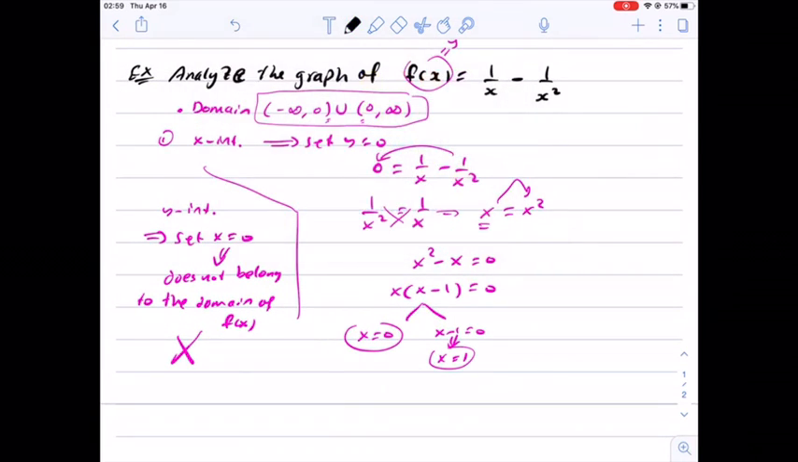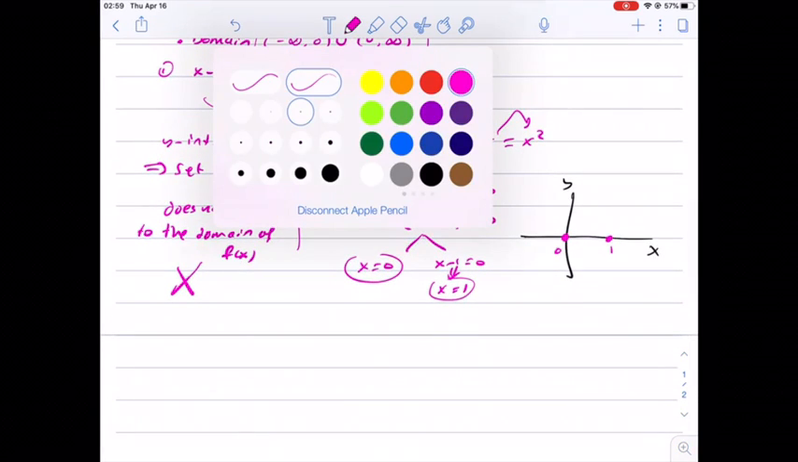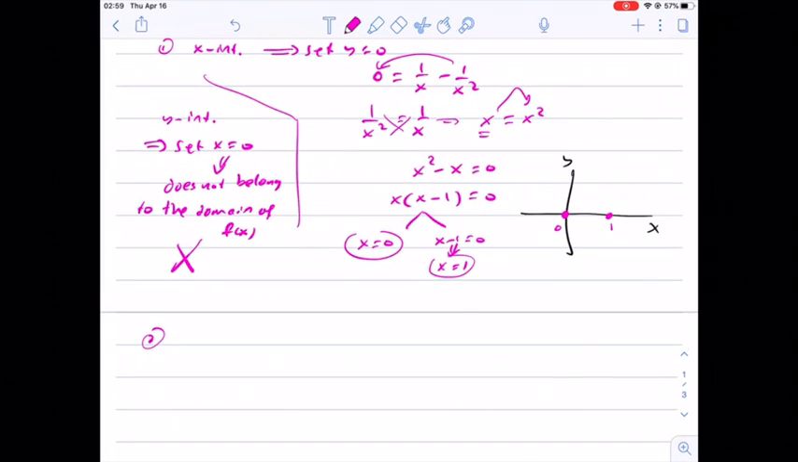Good. Now if we want to graph these things before we continue, the graph so far looks like this. This is the x-axis, this is the y-axis. We determined the x-intercepts. The x-intercepts are at x equals 0 and x equals 1. Then we determine the extrema.